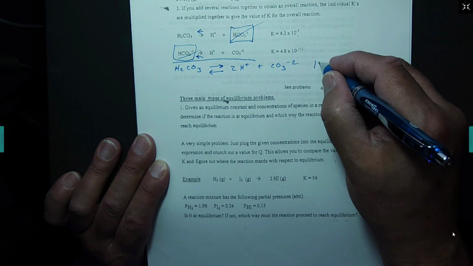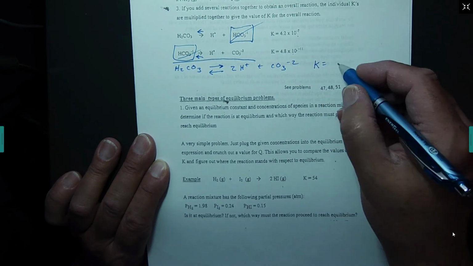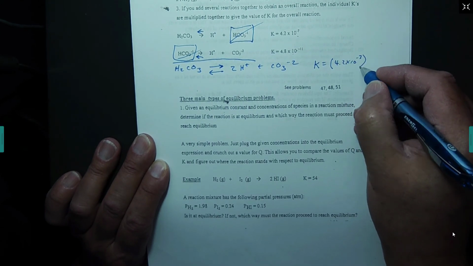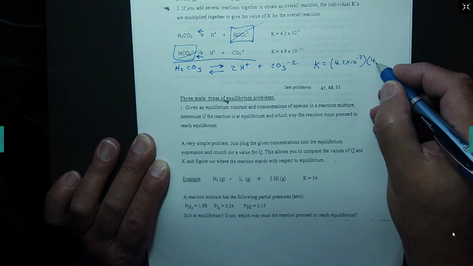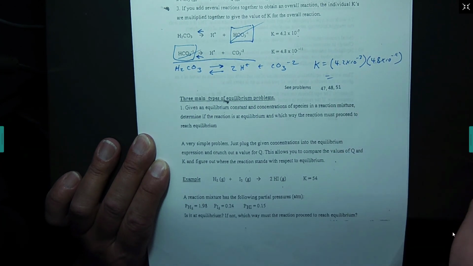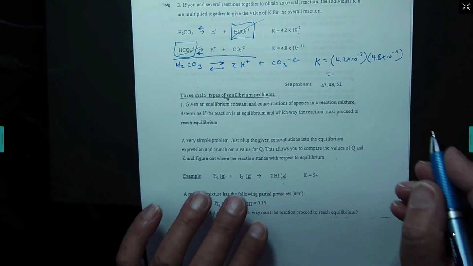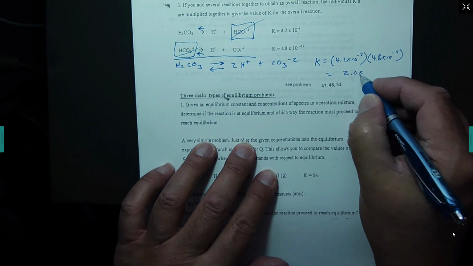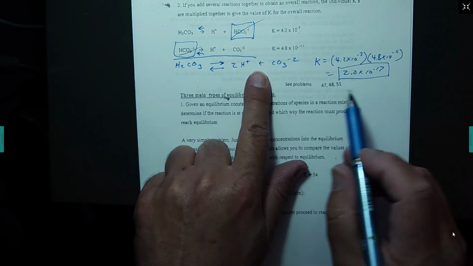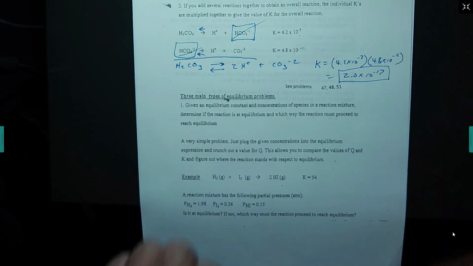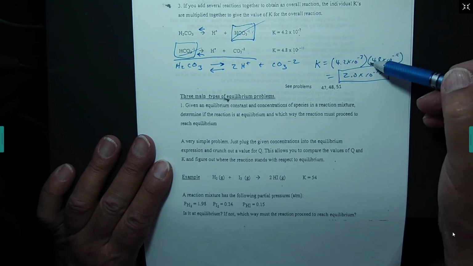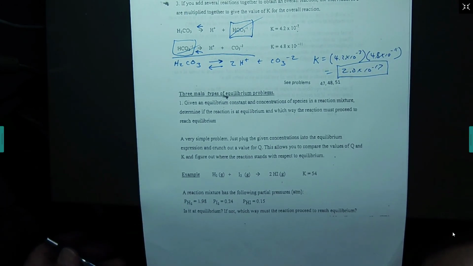What's your value of K here? It's going to be 4.2 times 10 to the negative 7, multiplied by 4.8 times 10 to the negative 11. And you multiply those two together, you get some really small number, 2 times 10 to the negative 17. So the equilibrium constant for this overall process is even smaller. But again, you add two reactions together, you multiply the values of K by each other.